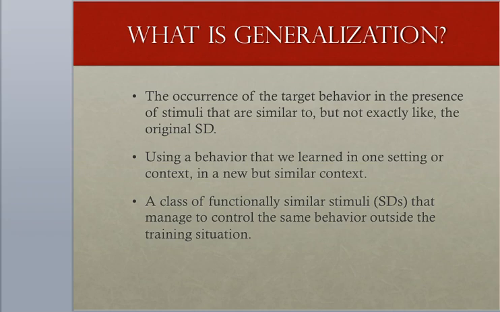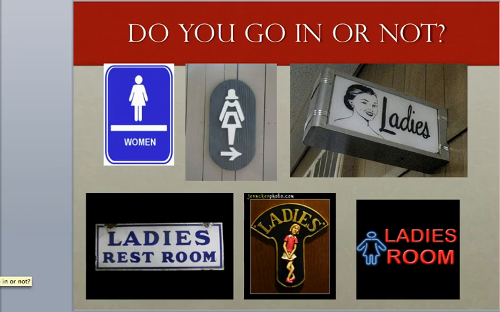What we'd like to see is a class of functionally similar stimuli, those stimuli that are all relatively similar to each other, that manage to control the same behavior outside of the training situation. So we'd like to see these new and adaptive behaviors carried out beyond the training setting into new and appropriate environments, situations, and contexts.